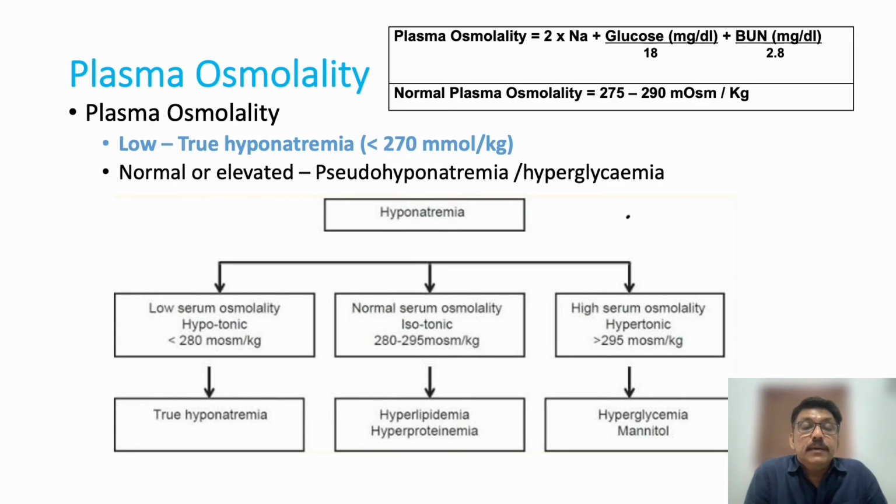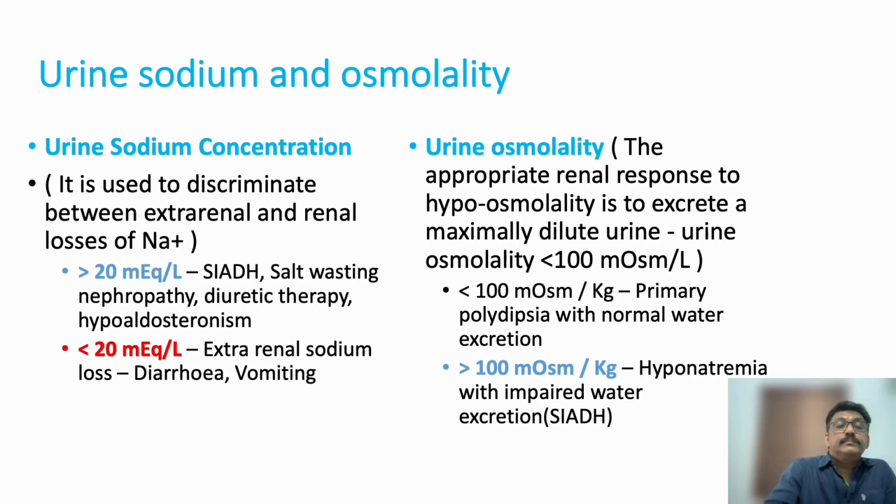Normal serum osmolality means you have to rule out hyperlipidemia or hyperproteinemia. High serum osmolality, you have to rule out hyperglycemia or mannitol. So, whenever you get hyponatremia, always try to calculate the plasma osmolality, or some labs themselves give a calculated value of osmolality. If it is available, see the osmolality or calculate the serum osmolality and see that it is less than 270, then it is a true hyponatremia.